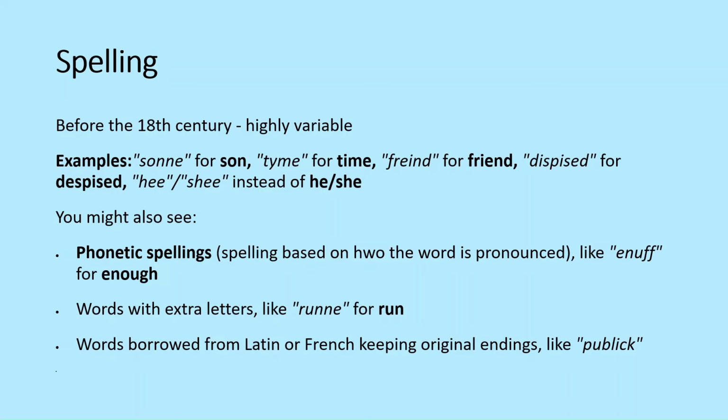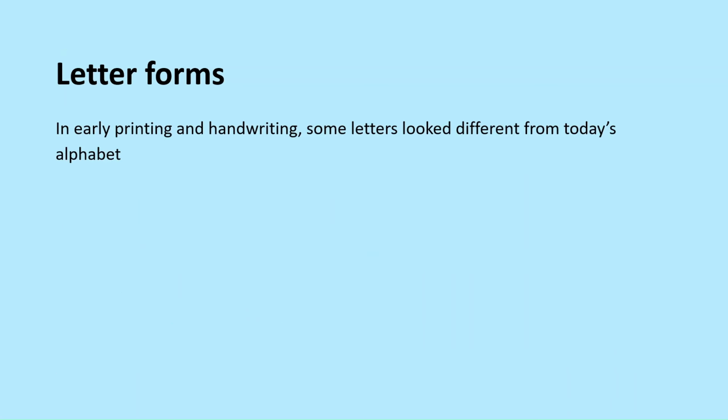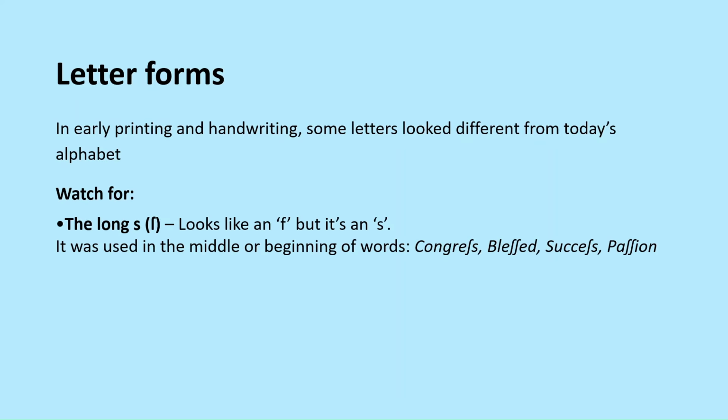Now let's look at letter forms. In early printing and handwriting, some letters look different from today's alphabet. An important one is the long S. It looks kind of like an F, but it's actually an S. It was used especially in printed texts between the 16th and early 19th centuries. It was used in the middle and beginning of words.